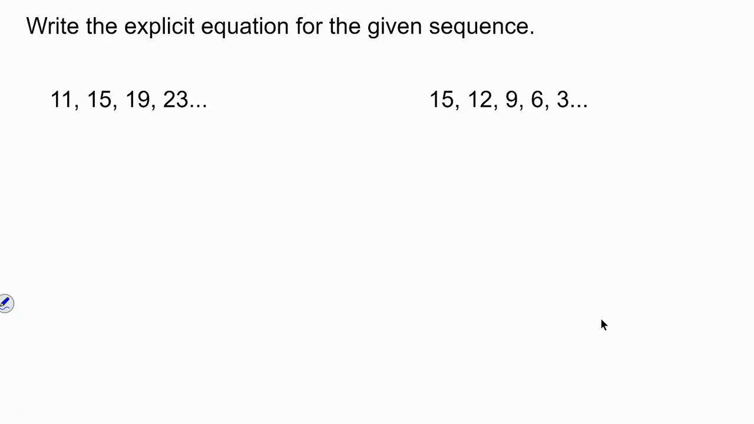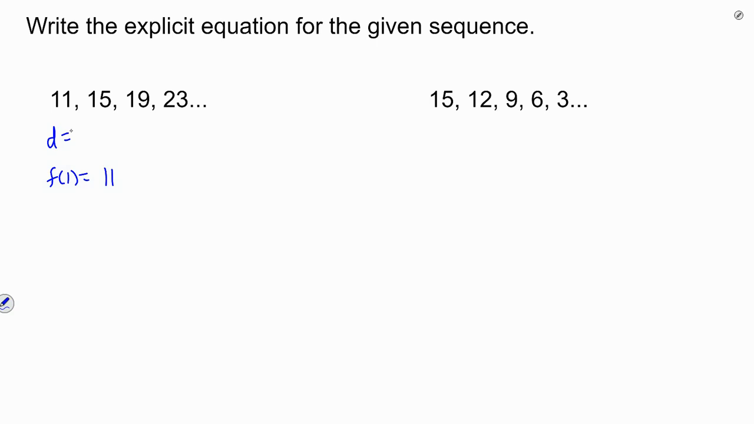Let's take a look at two more problems. So here I have two sequences, and I'm going to write the explicit equation for them. Remember, the first two things that we need to find are the common difference and the first term. Now remember, the first term is easy. You just look and say, oh, it's 11.